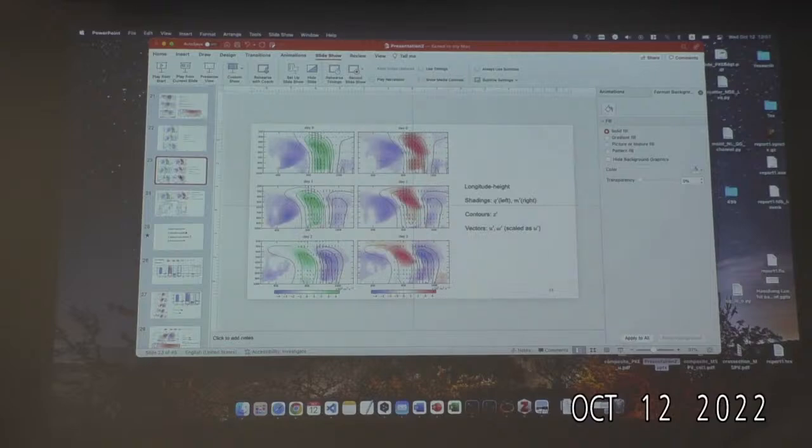Another question is, can you comment on why the climatology of the moist static energy is much higher northward, maybe on page 28?